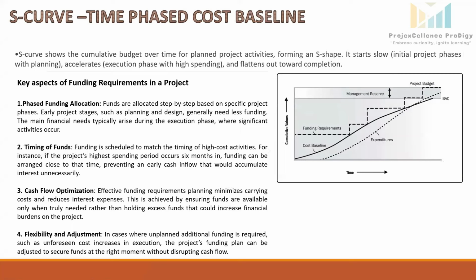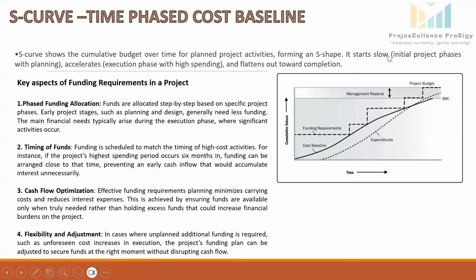Next topic is the S curve. It is called the time phased cost baseline. If we see this graph here, the x-axis is showing time and the y-axis is cumulative cost. The S curve shows the cumulative budget over time for planned project activities. It forms an S shape, as we can see here.